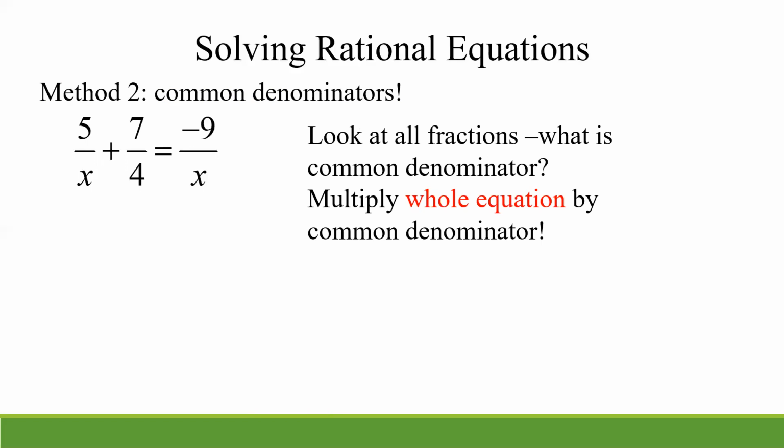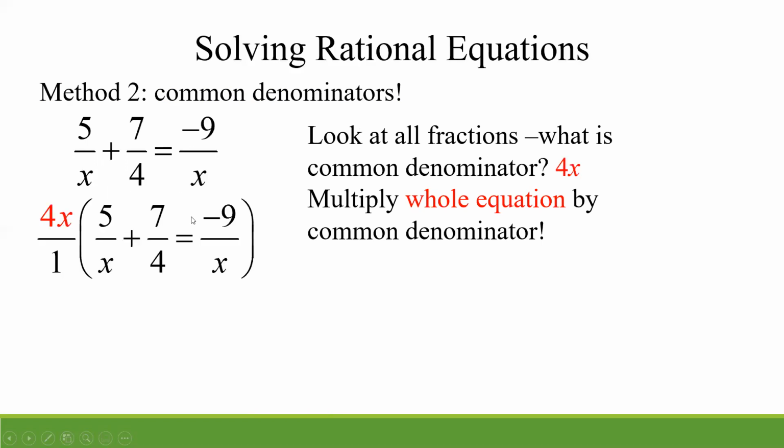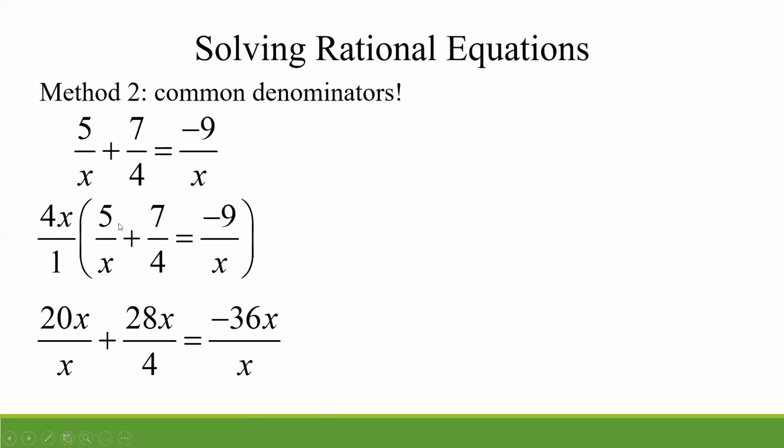So what is that going to look like? In this case, notice I've got an x, and I've got a 4, and I've got an x. So my common denominator can just be 4x. If I multiply the entire equation by 4x/1, watch what happens. By distributing that 4x through, I've got 20x/x, 28x/4, and -36x/x. If I clean that up, that just becomes 20, because the x's cancel. This just becomes 7x, because 28/4 is 7. And this just becomes -36, because again, the x's cancel out.